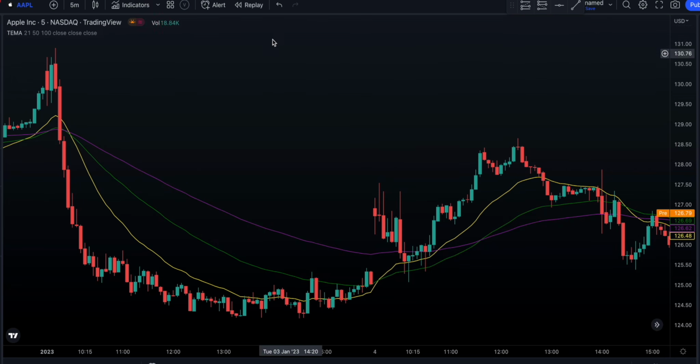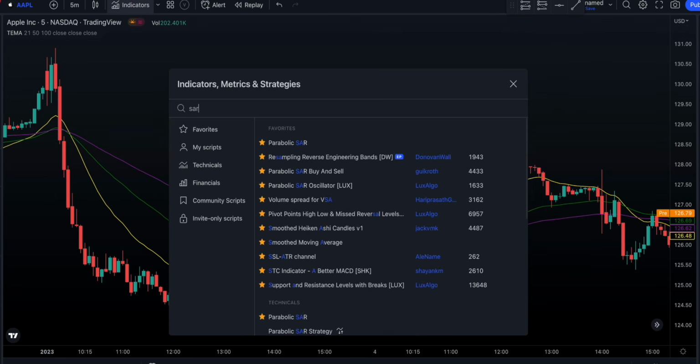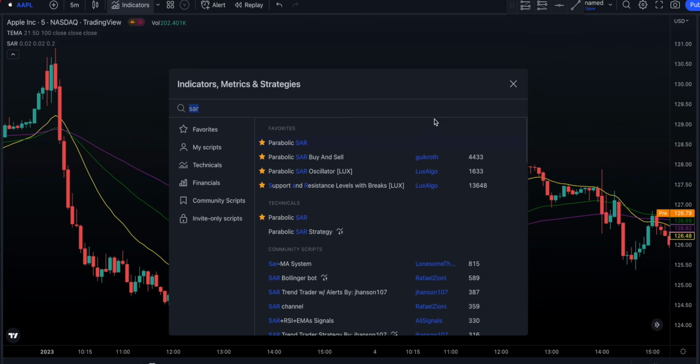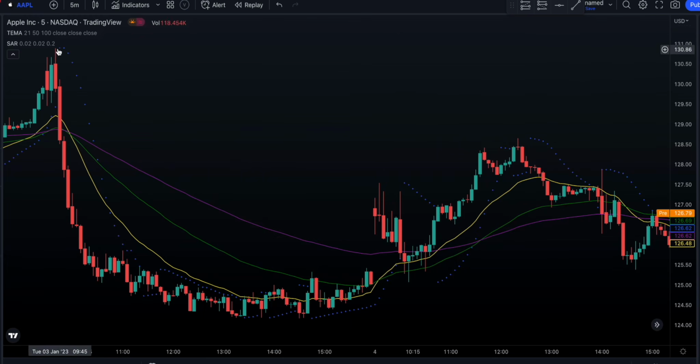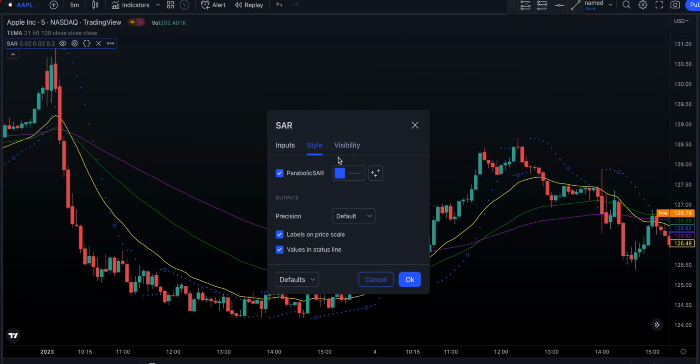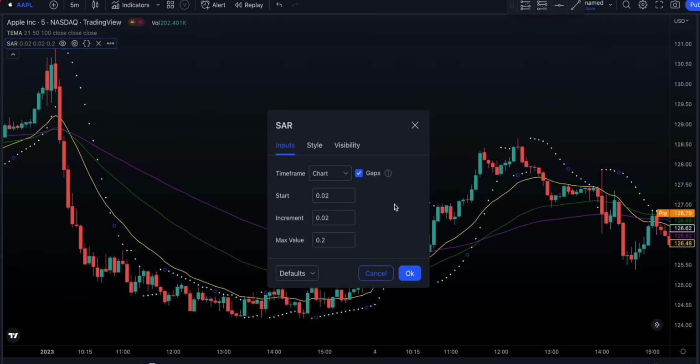For the second indicator, add parabolic SAR. The inputs will remain by default, just change the color of the dots to white. Alright, the setup is complete.